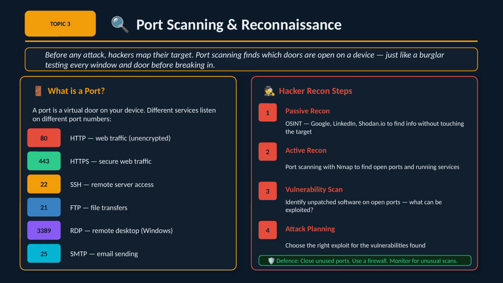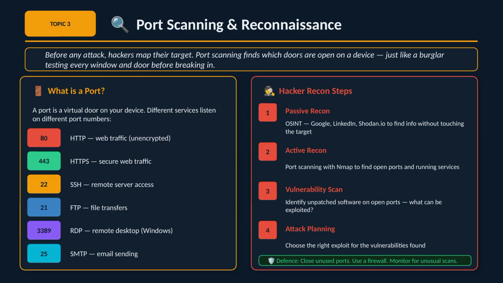A port is a virtual numbered door on your device. Different services listen on different port numbers. Port 80 is HTTP, unencrypted web traffic. Port 443 is HTTPS, secure web traffic. Port 22 is SSH, remote server access. Port 21 is FTP, file transfers. Port 3389 is RDP, remote desktop on Windows.